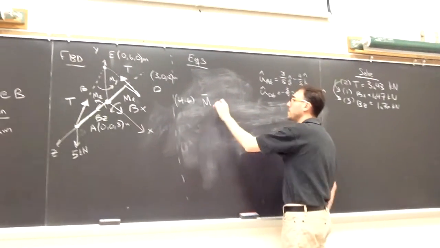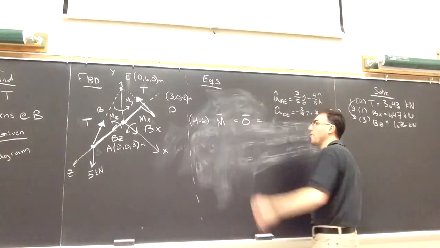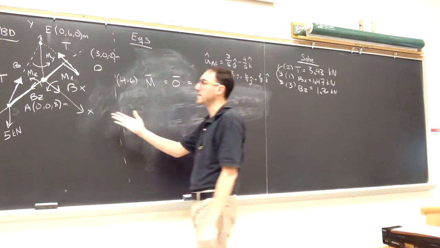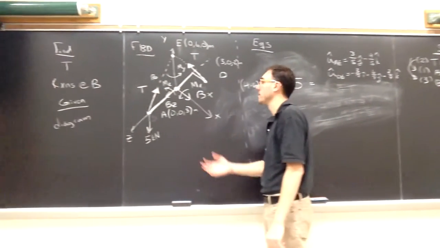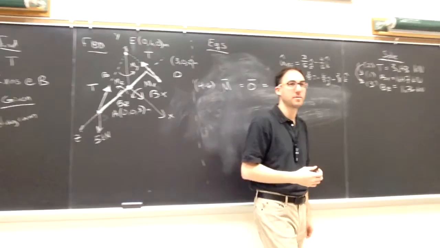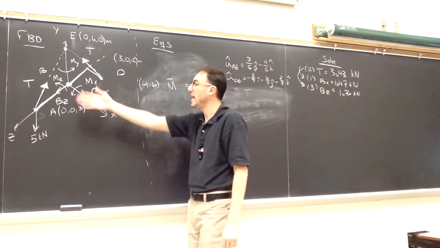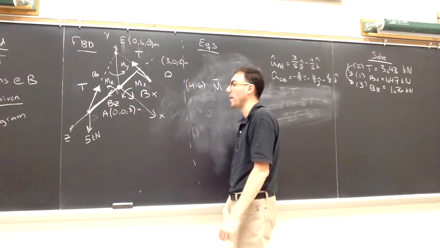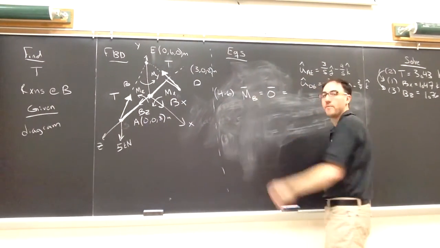I want to take the moment around a point, and I know that that will be equal to the 0 vector. Looking at the free body diagram, which point does it look like is going to be the best to take the moment around? Right. B, it has Bx and Bz acting there, so neither of them will appear in this equation. So B seems like the more obvious choice here.